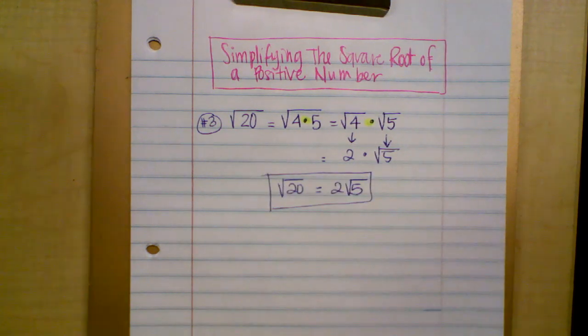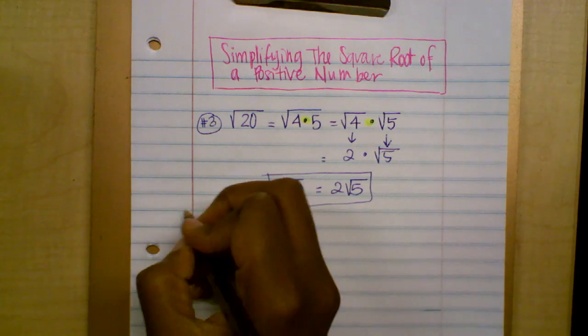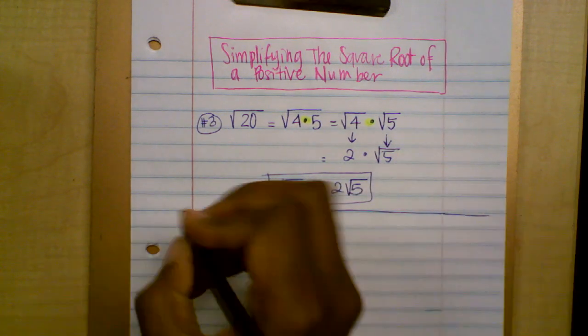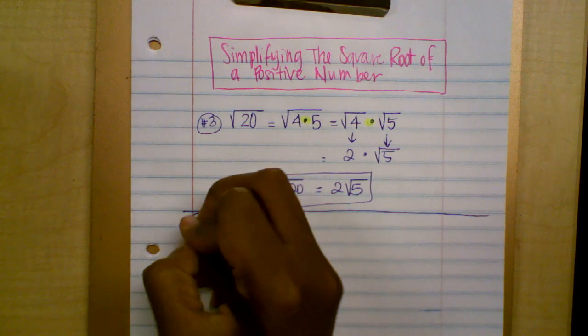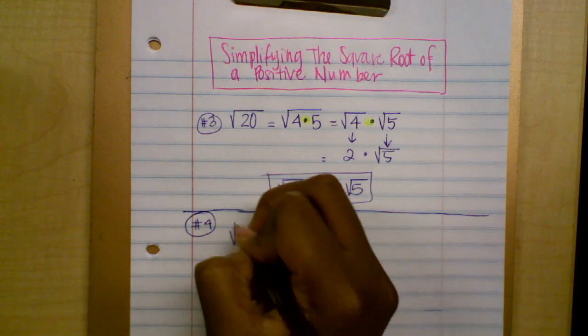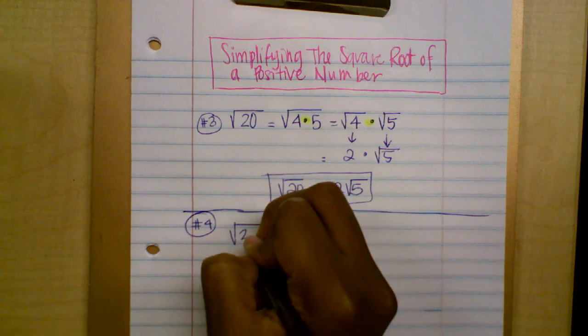Now I'm going to give you a couple of examples for you to check your understanding. Let's do number 4. Check your understanding with number 4, simplifying the square root of 24.